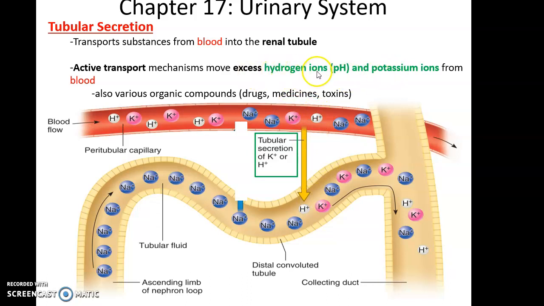ions. Hydrogen ions are very important because our blood has a tendency to become more acidic. And so by moving the hydrogen ions back into the filtrate, we're able to excrete the excess hydrogen ions, raising the overall pH in the blood. And then potassium ions, if there's a significant amount of potassium ions in the bloodstream, then they are waste, and so we're removing them as well. Also, other things, organic compounds, drugs, medicines, toxins, and so on, can be sent out of the bloodstream into the filtrate that eventually becomes urine.